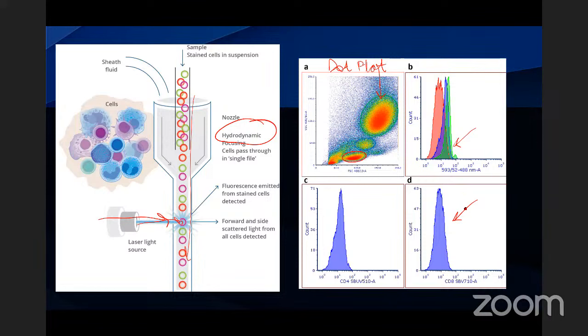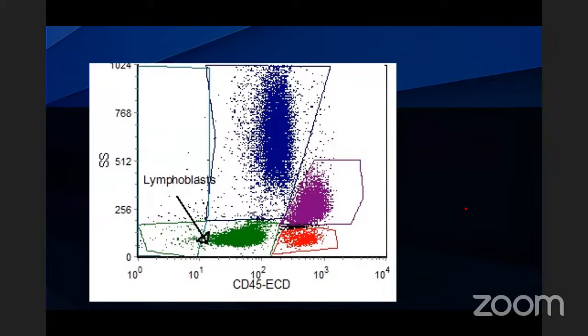So that is how we can quantitate the number of the cells. Okay, so that is what you have to remember. Now, the most important marker that we use in flow cytometry is CD45, which is also called leukocyte common antigen. And with side scatter, when you plot it, you get a plot like this. Remember, CD45 bright cells and with very low side scatter are lymphocytes.